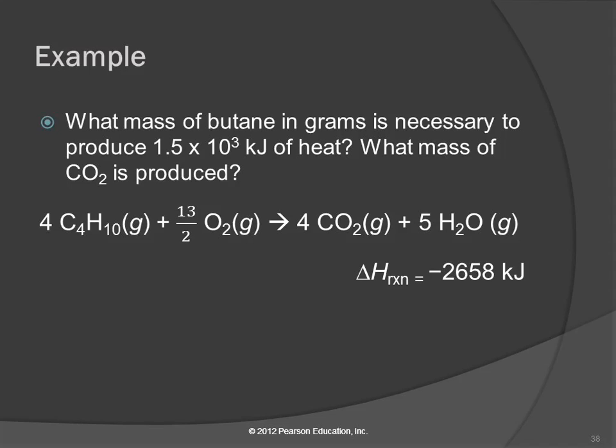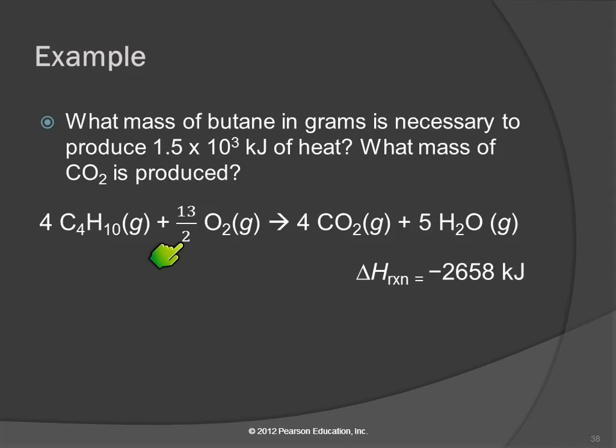So what mass of butane in grams is necessary to produce 1.5 times 10 to the third kilojoules of heat, and what mass of carbon dioxide is produced? So they're asking us for two different things. What do you notice that's weird about this equation? Fractions. It's got fractions in it.